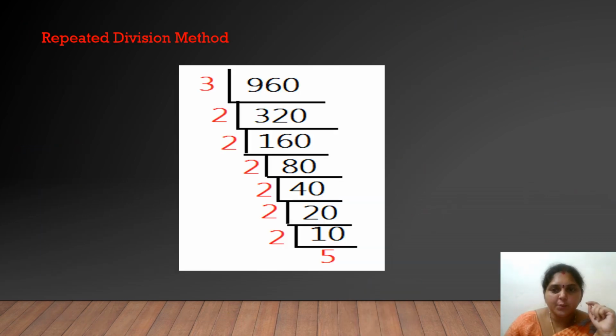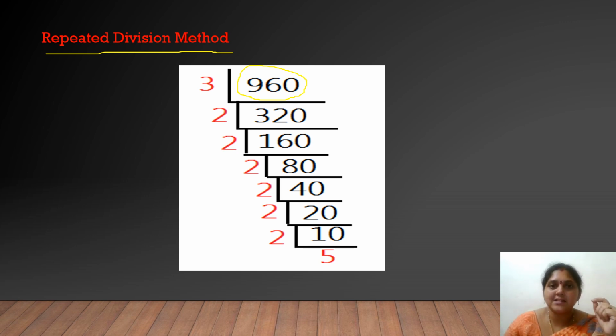Here we will see one more method, that is repeated division method. What does repeated division method mean? The same thing we have done in the previous two examples, we are going to do here step by step in division form. So my number is 960. This 960 I have to divide.